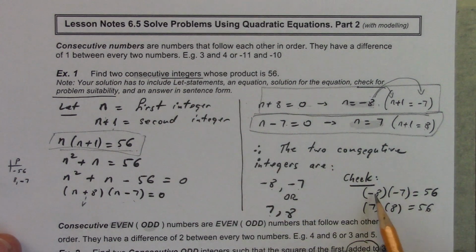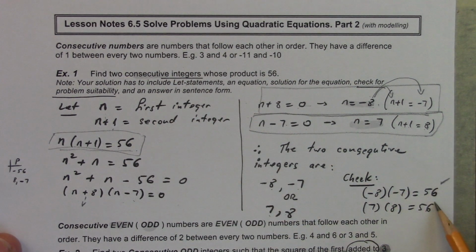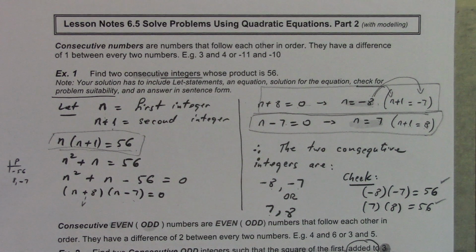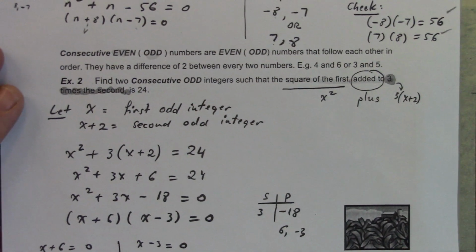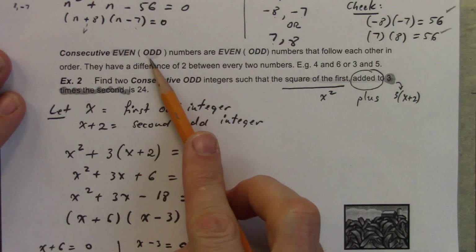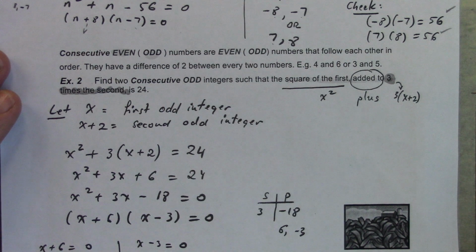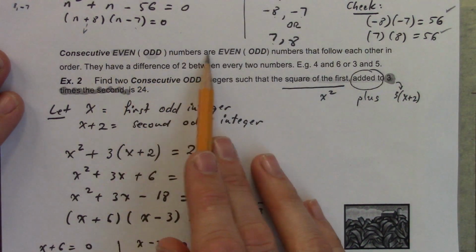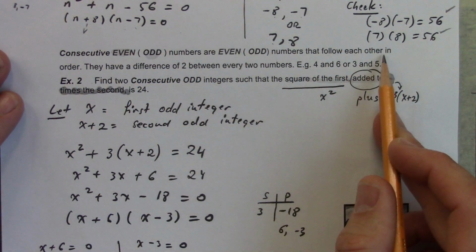Right? Now if we check, we multiply them out, we see we get 56 and 56. Any questions? All right. That's the first example. The next example, we're talking about consecutive even or odd numbers. Okay? Consecutive even or odd numbers that follow each other in order.